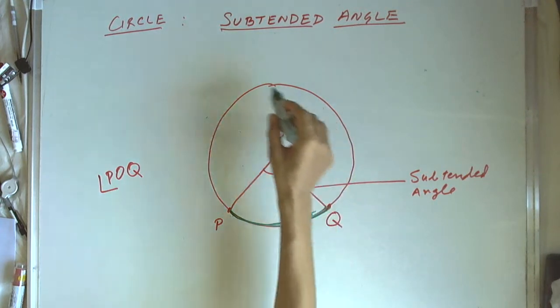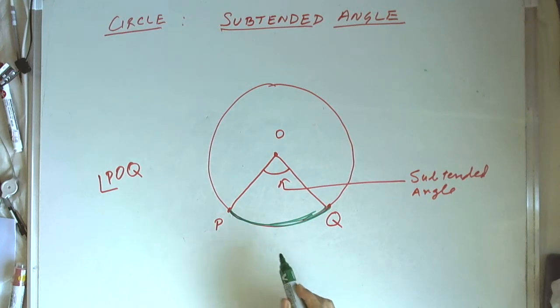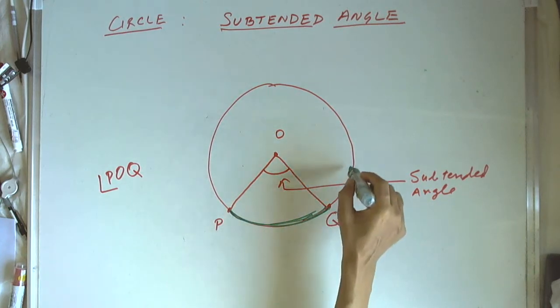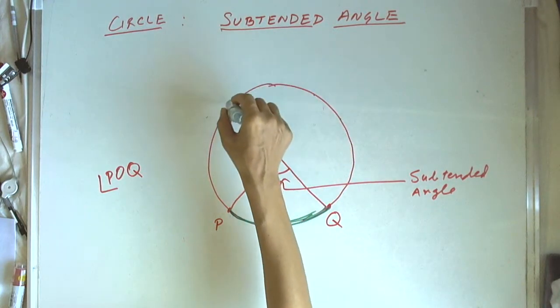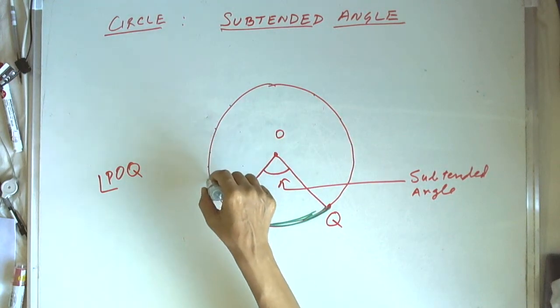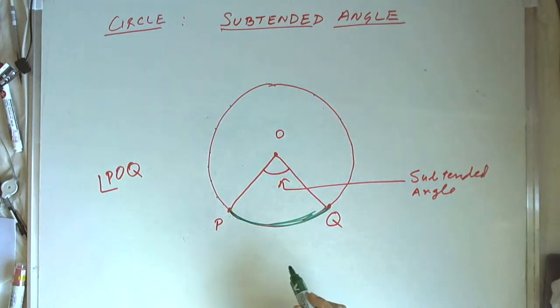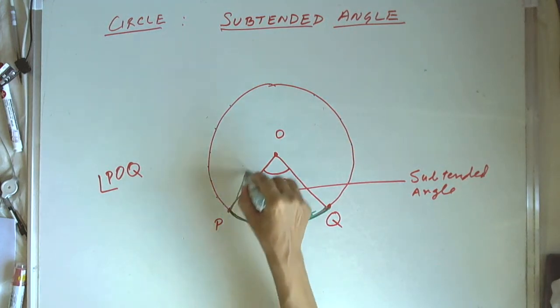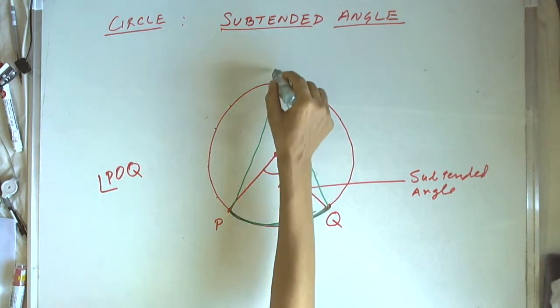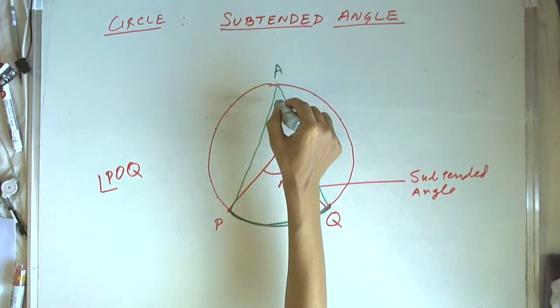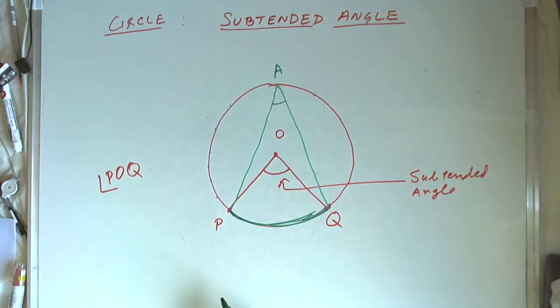on any point for the remaining part of the circle. So the remaining part of the circle means these points, or in other words, the remaining part of the circumference. So we can have another angle which is like this. So suppose this is point A, then this is angle PAQ.